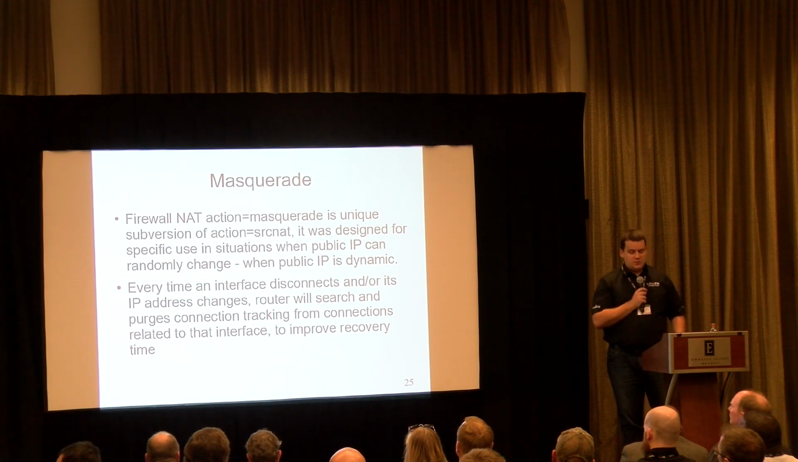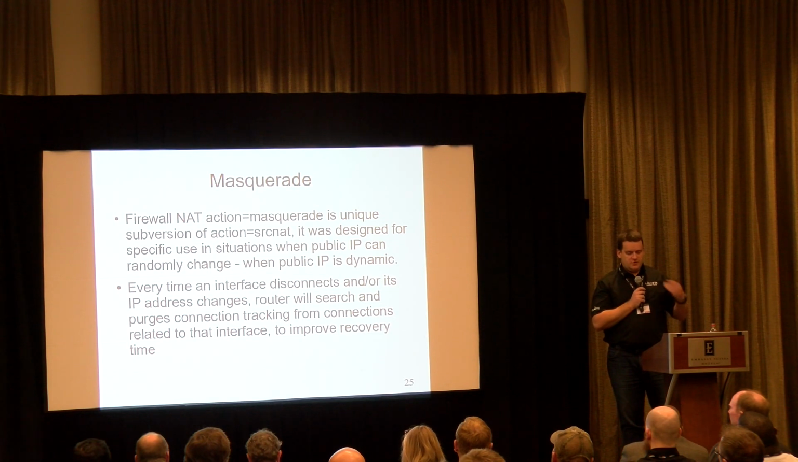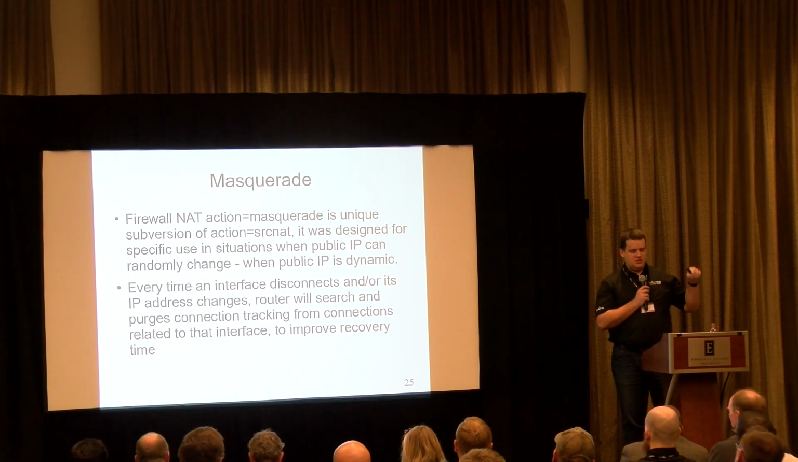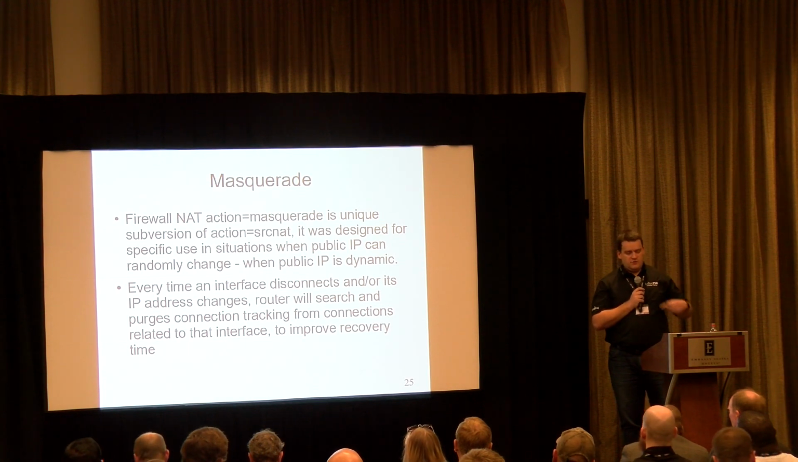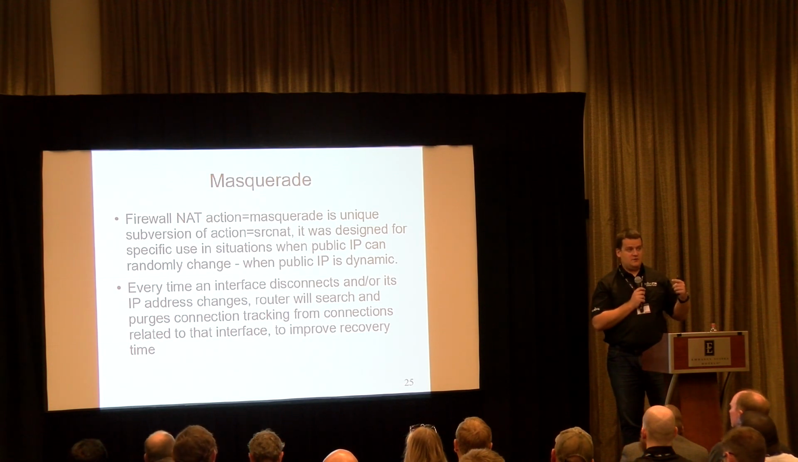So how Masquerade actually works: every time an interface disconnects, any interface on the RouterBoard, or IP addresses on the interfaces change, router will search and purge connection tracking from all old connections that were related to this interface that just disappeared or changed IP, and that's done to improve the recovery time. Now imagine you have 3000 dynamic PPPoE clients that go up and down all the time. So the router has to go through and purge all those connections every time at least one of the clients disconnects or reconnects.